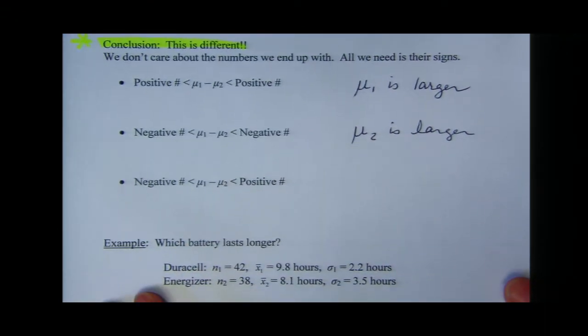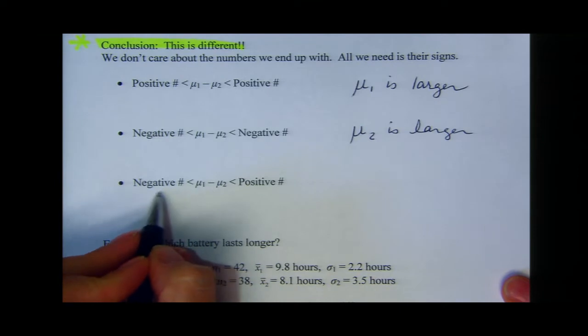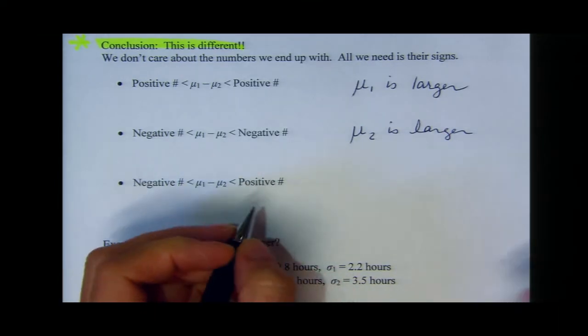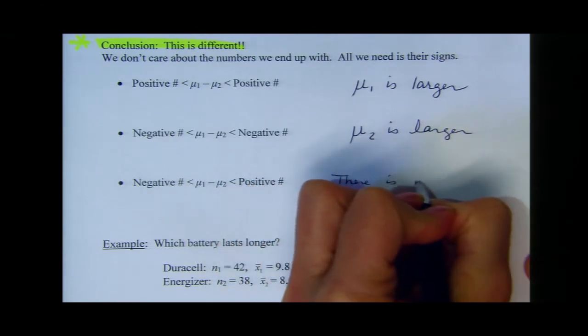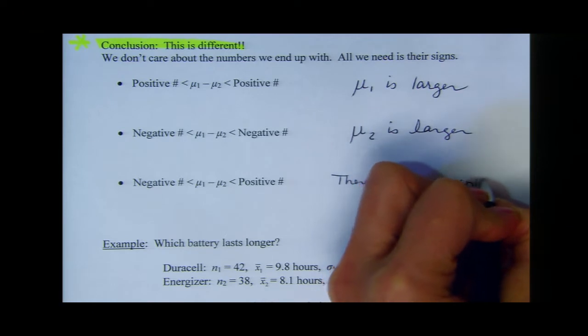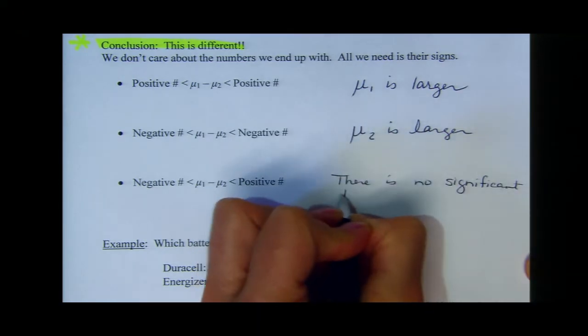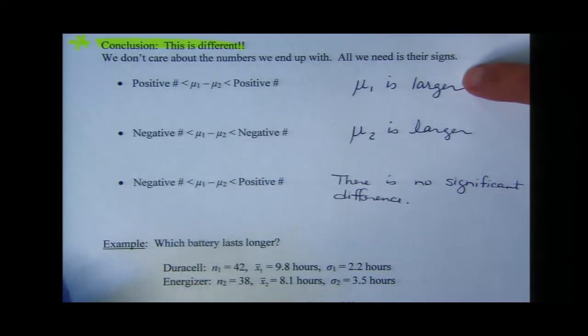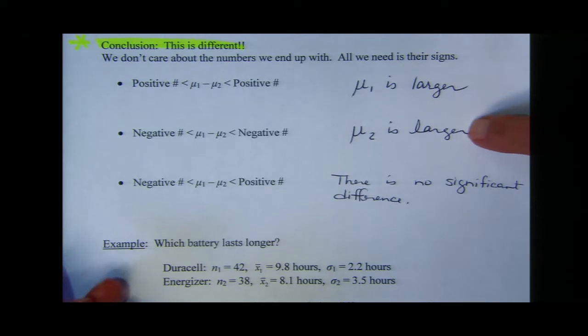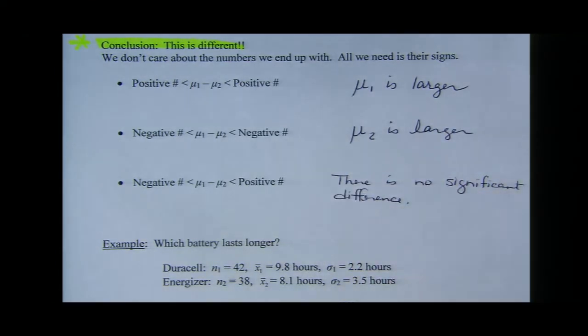Now, sometimes what might happen is that you get a negative value and a positive value. If that is to happen, then that means that there is no significant difference. Because now I cannot say that mu1 is always larger or mu2 is always larger. When there's no significant difference, it means sometimes mu1 could have the larger mean and sometimes mu2 could have the larger mean. So we say there is no significant difference. So again, remember that sigma is known here.